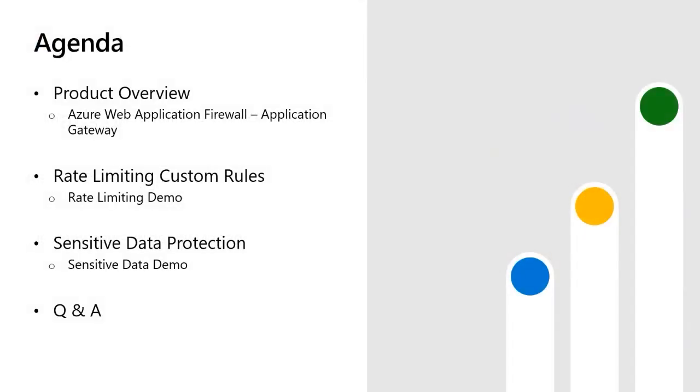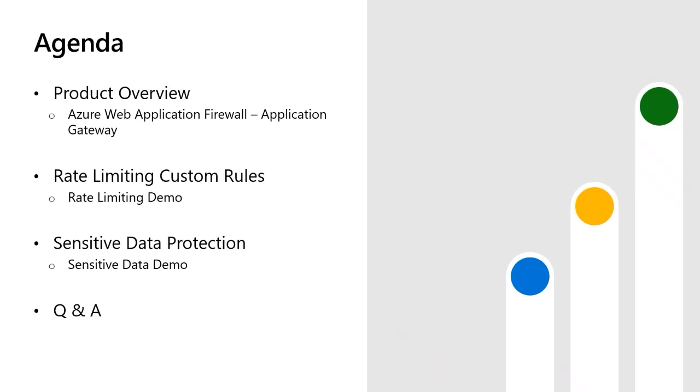So let's cover the agenda for today. We'll first start by doing a general overview of the Azure WAF on Application Gateway. Rate limiting rules have already been available for use with Azure WAF on Azure Front Door, and sensitive data protection is currently available for Azure WAF on Application Gateway today. So really the focus will be on that application delivery platform.